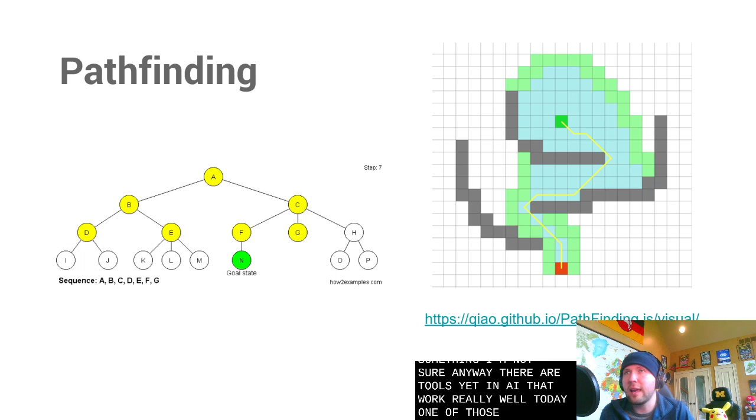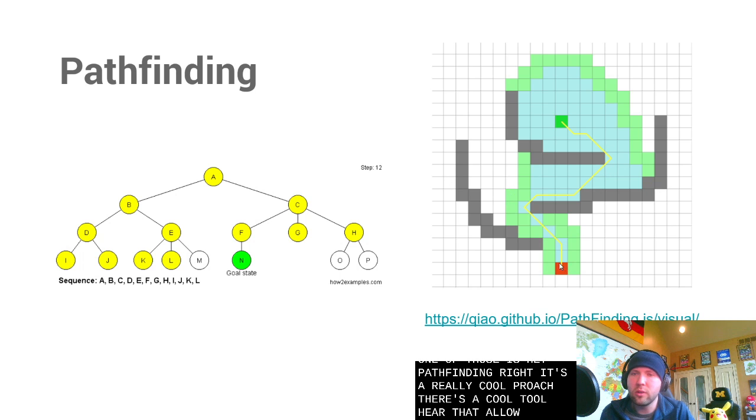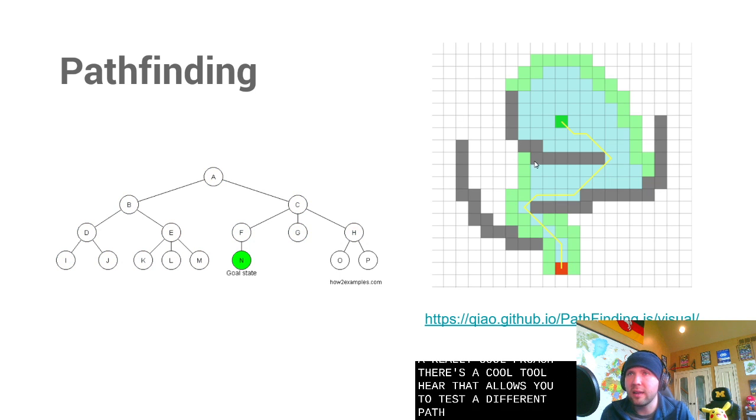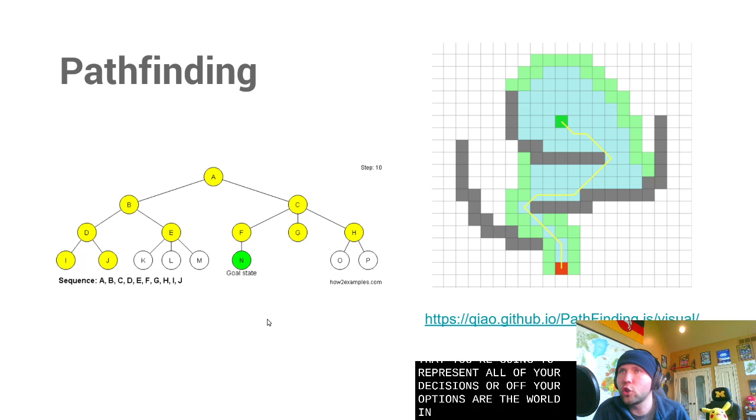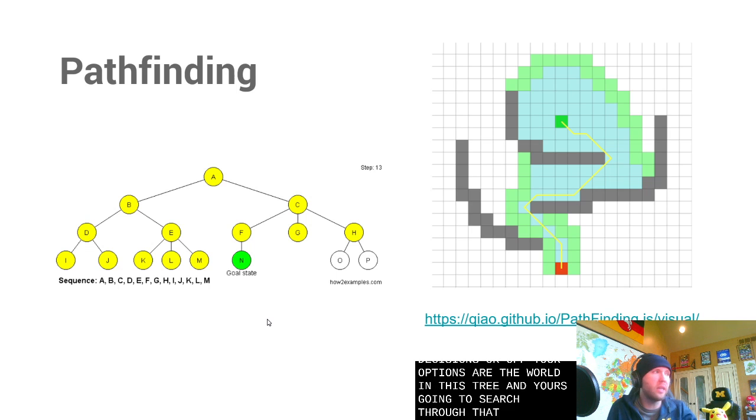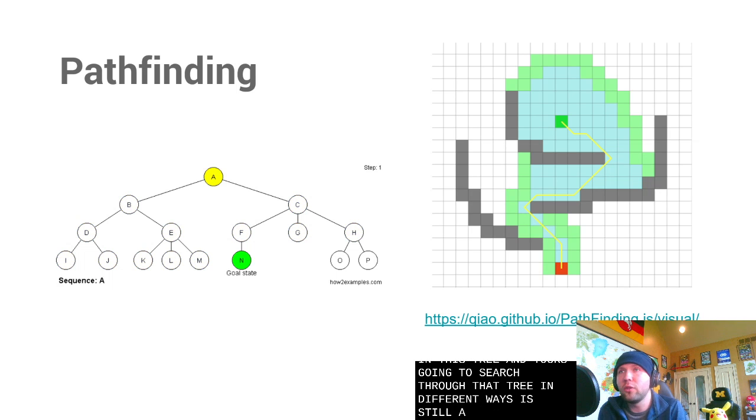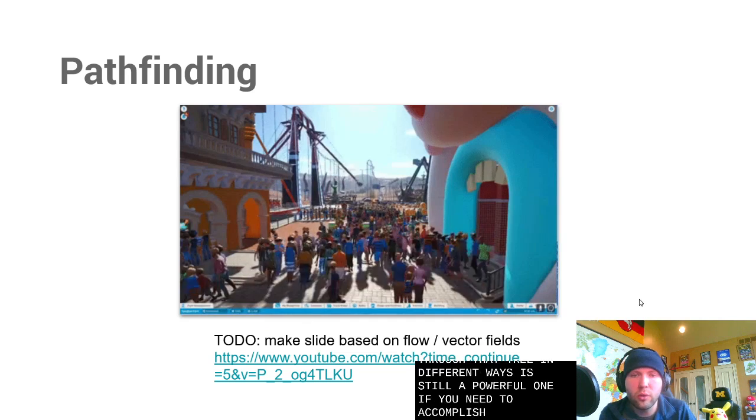Anyway, there are tools yet in AI that work really well today. One of those is pathfinding. It's a really cool approach. There's a cool tool here that allows you to test different pathfinding algorithms in different test beds. The idea that you're going to represent all of your decisions, all of your options, or the world in this tree, and you're just going to search through that tree in different ways, is still a powerful one if you need to accomplish some pathfinding.